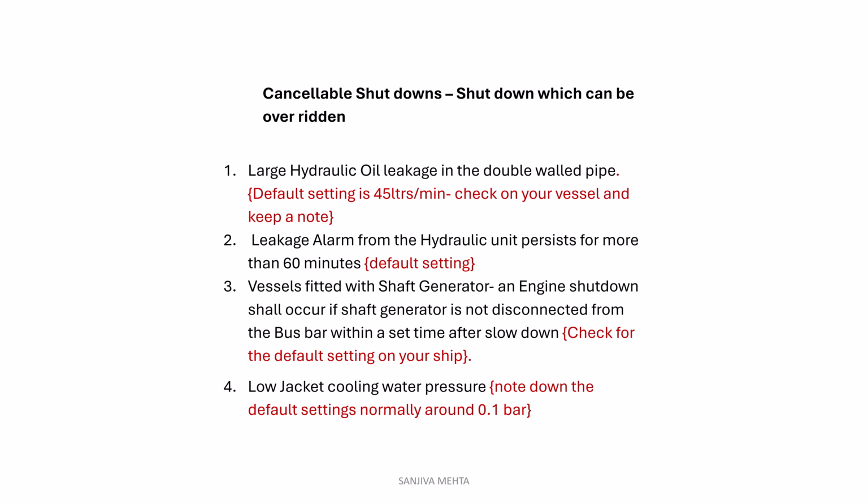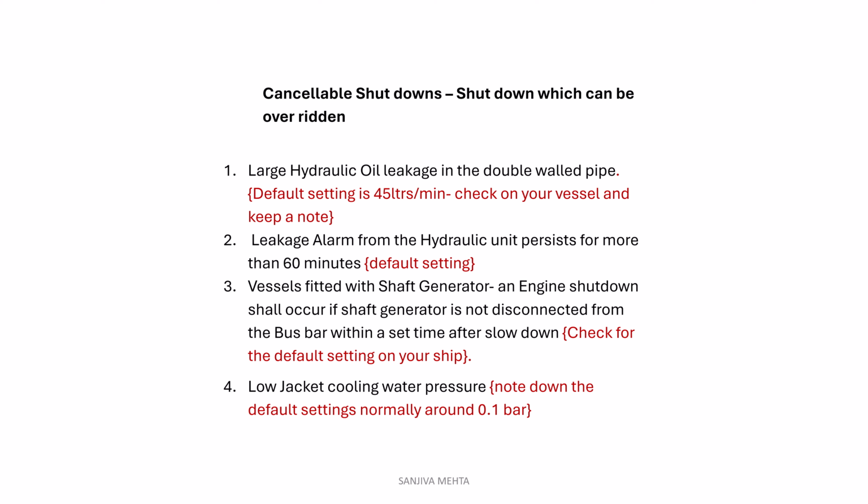There are shutdowns which can be cancelled, which naturally means they can be overridden. Large hydraulic oil leakage in the double walled pipe. Default setting is 45 liters per minute. Check on your vessel and keep a note. If hydraulic oil leakage takes place in your double walled pipe, there will be a cancelable shutdown.